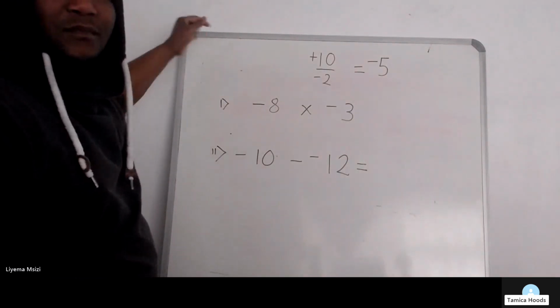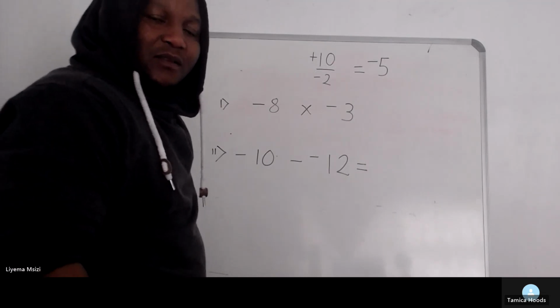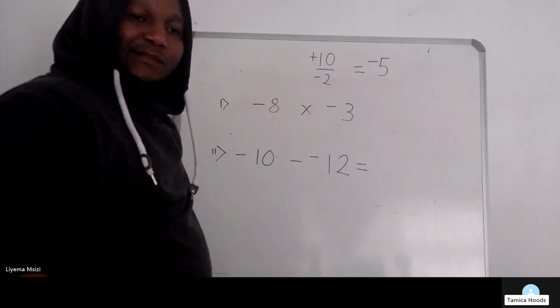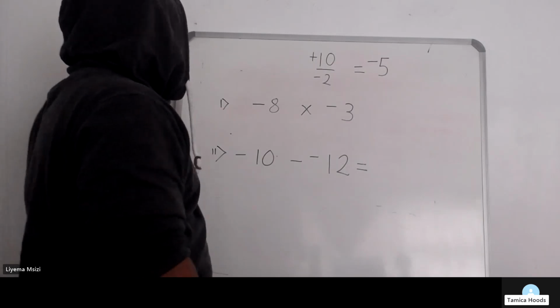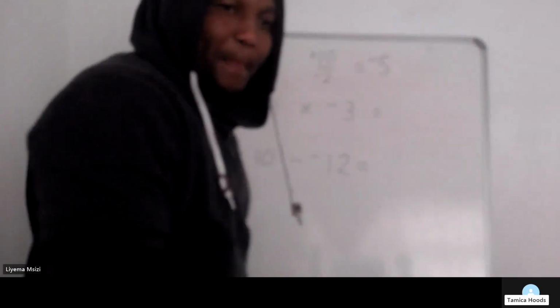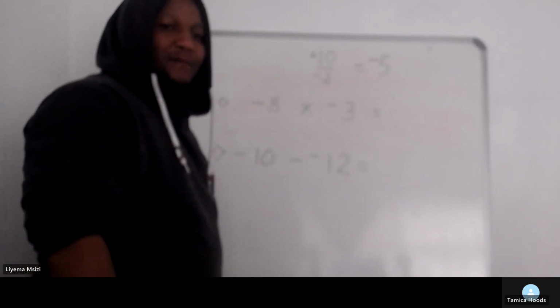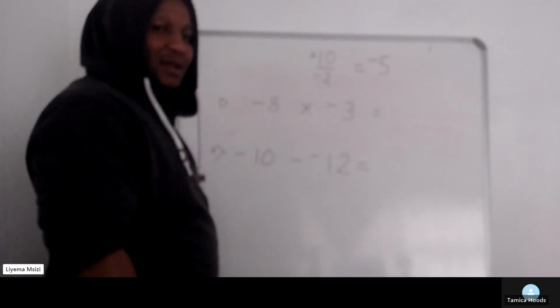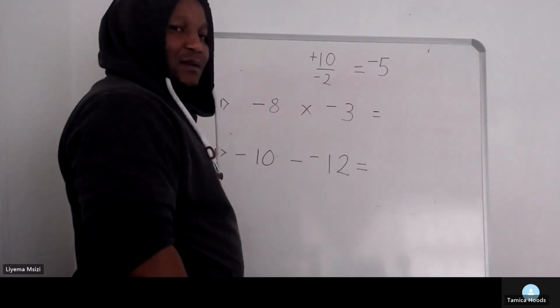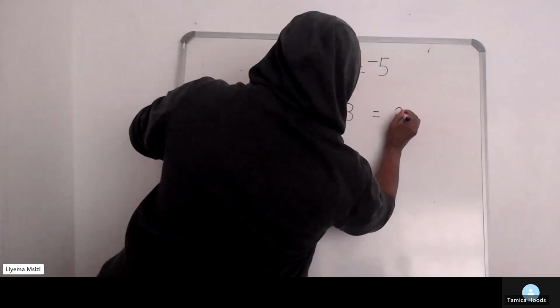Okay. So for the first one, we are going to ignore the signs. And then we are going to say 8 times 3, which is 24. Since there's a multiplication here, that's why we ignore the sign. 8 times 3 goes to 24. And then after that?